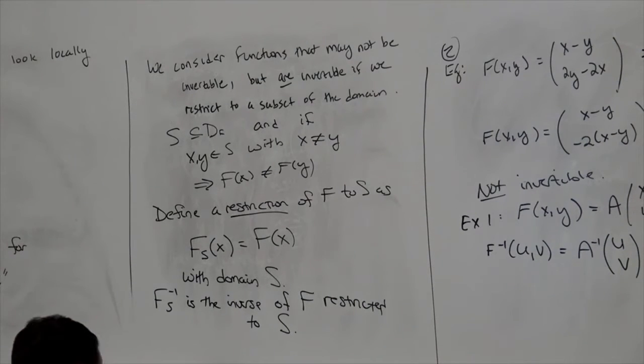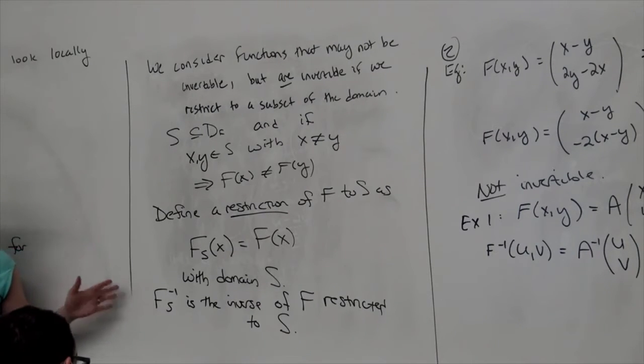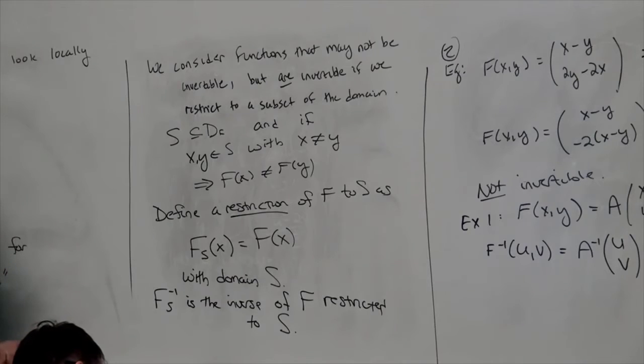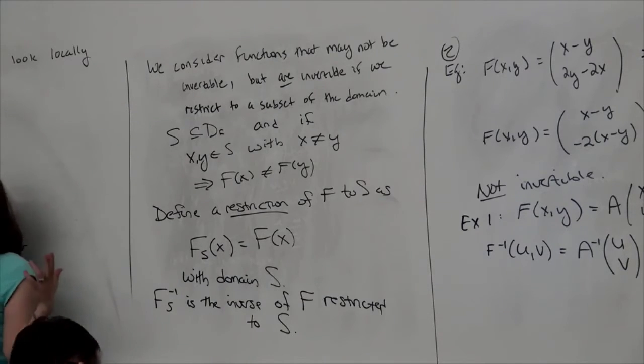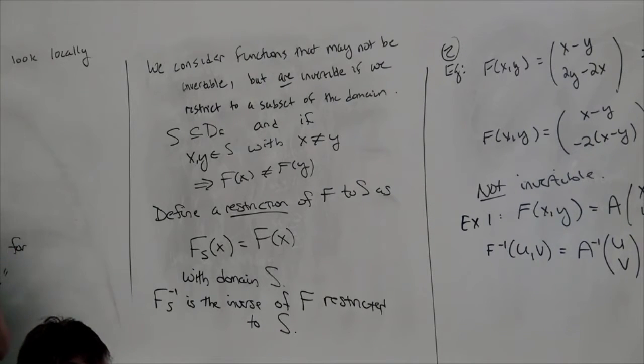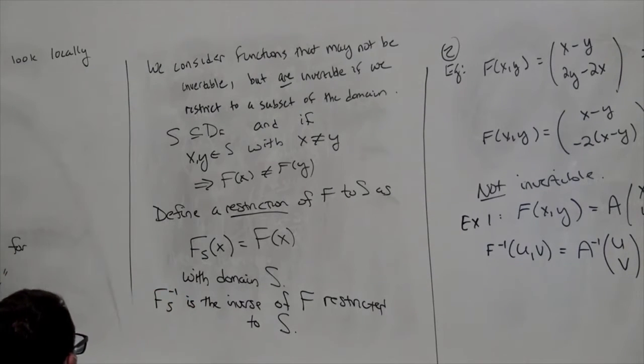OK, so what would we do in an inversion problem here? We'd say, all right, we're trying to solve f of x equals u. We say, oh, shoot, there's 4 different places that this could have come from. But then we say, hey, hang on, take a deep breath. Only one of those points came from S, and that's the one that we want.